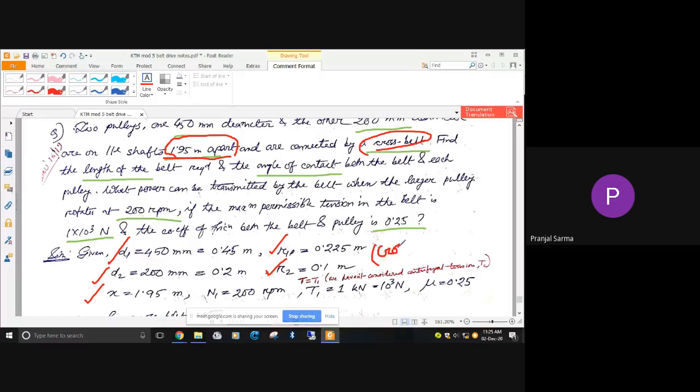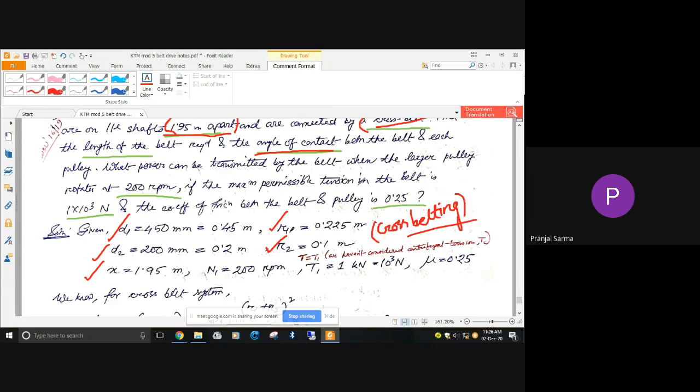That is important because the relationship you have to consider to find the length of belt is different for cross belting and open belting, and the way the belt is mounted in cross belting is different from open belting. Also, cross belting or open belting influences the angle of contact, which we have to find out later on. So highlight that it's a cross belting.